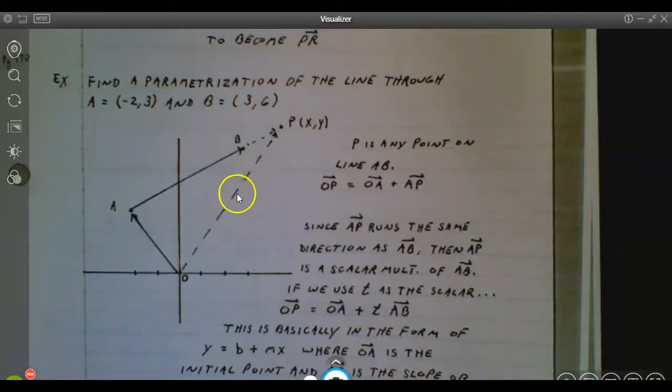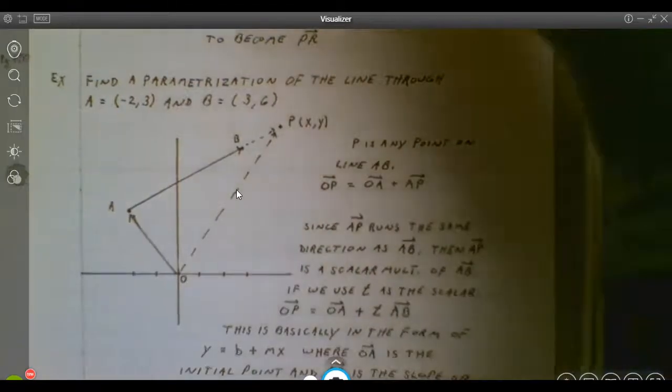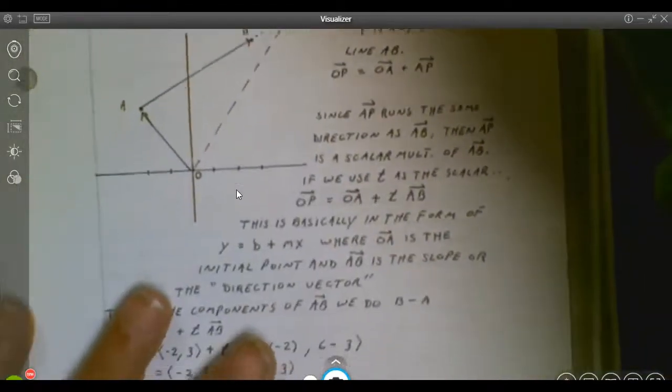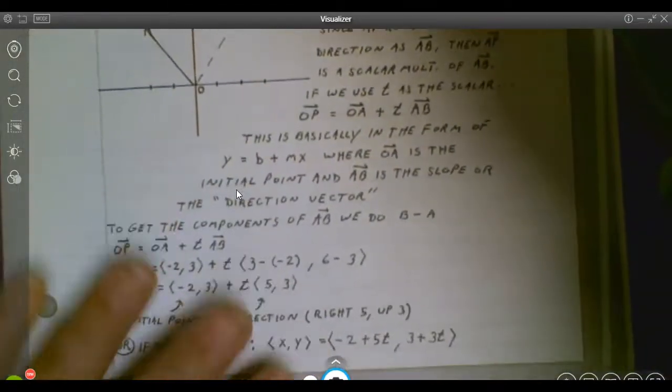So I'm going to find the difference in their x's to see how far we went this way, and I'm going to find the difference in their y values to see how far we went this way. And hopefully that sounds familiar. That's exactly what we do for slope, right? y minus y over x minus x, right? So this is a really big connection to what we've done in the past with equations of lines and slopes.